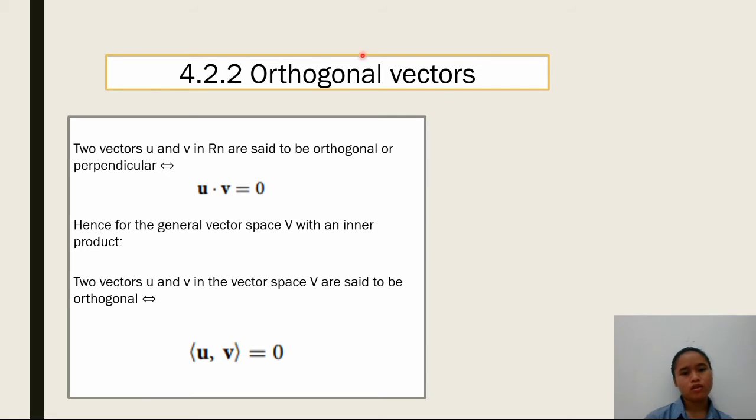This is orthogonal vectors. Two vectors U and V in Rn are said to be orthogonal, or perpendicular, if U times V equals 0. So two vectors U and V in the vector space V are said to be orthogonal.